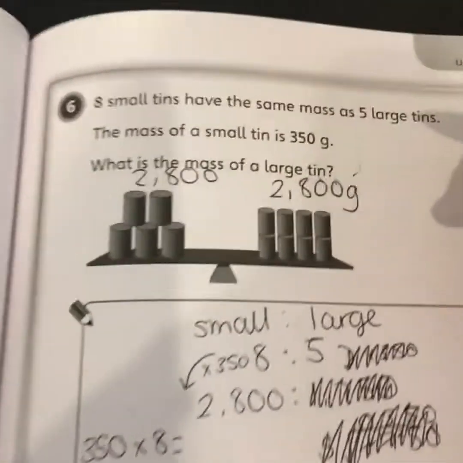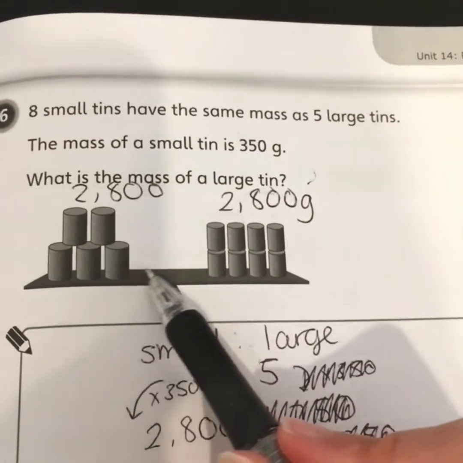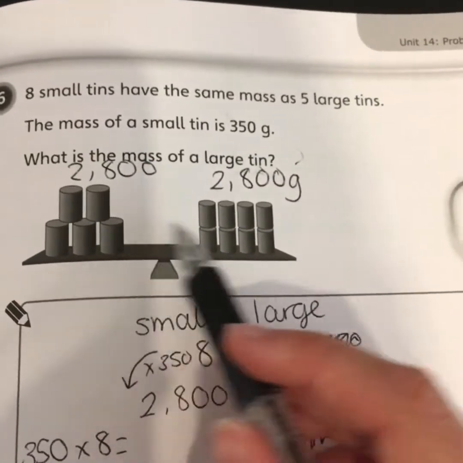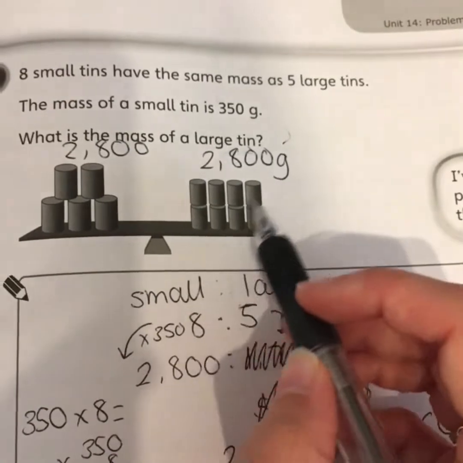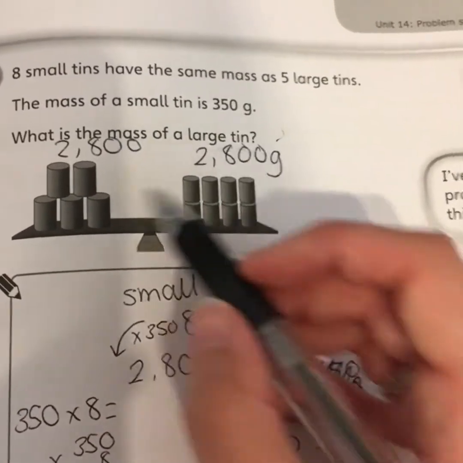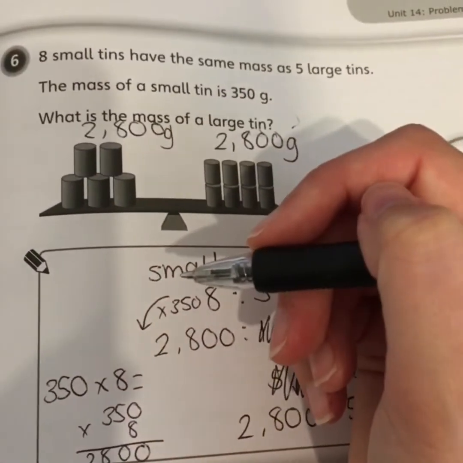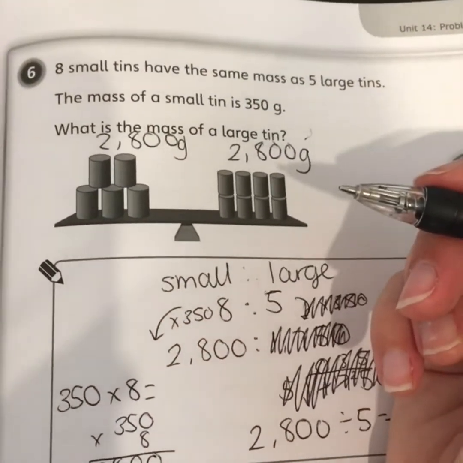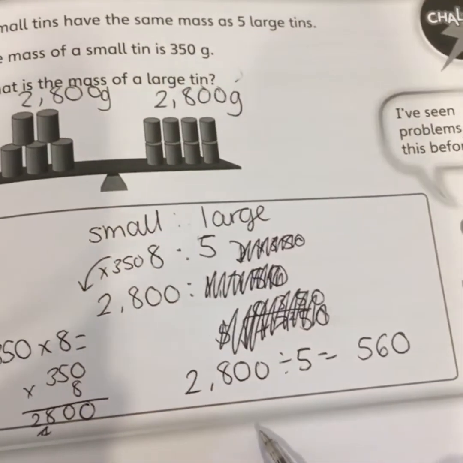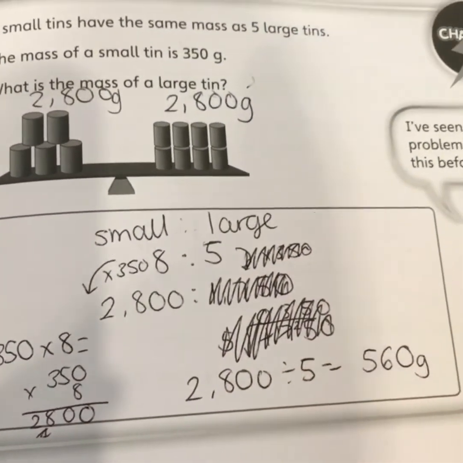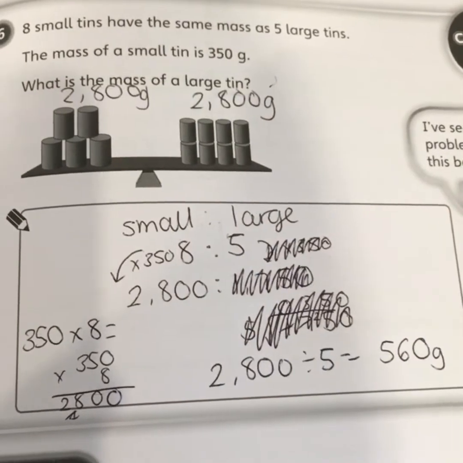Now, using my reasoning skills, if this scale is completely flat, this side equals this side. They weigh the same. They have the same mass. So 8 small tins is 2,800 grams. So that tells me that 5 large tins is also 2,800 grams. How do I work out the mass of one large tin then? I would do 2,800 divided by 5, which is 560 grams. Well done if you got that right. That was a little bit tricky.